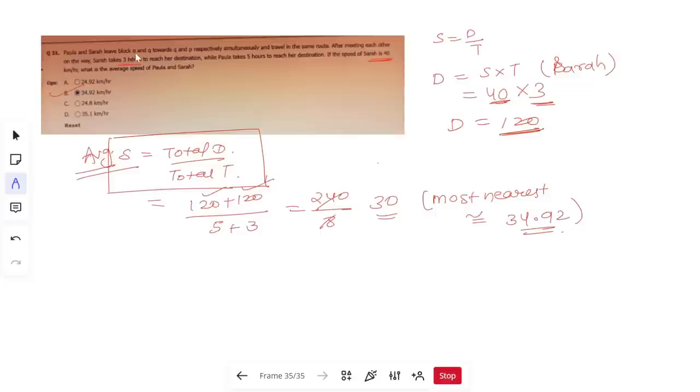In the question it is given that Sarah takes 3 hours to reach and then Paula takes 5 hours to reach. So we will sum up those times also, that is 5 plus 3. So we will get 8. On top we will get 240 and below we will get 8. When you cancel it, you will get the value as 30, which is the average speed. But if you notice the options, we don't have that. So you have to select the nearest one, which means we will select 34.92. So the correct answer in this case will be 34.92.